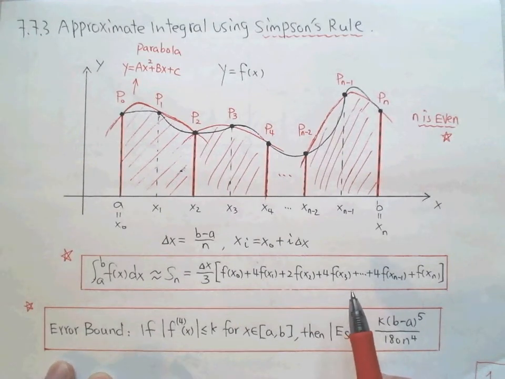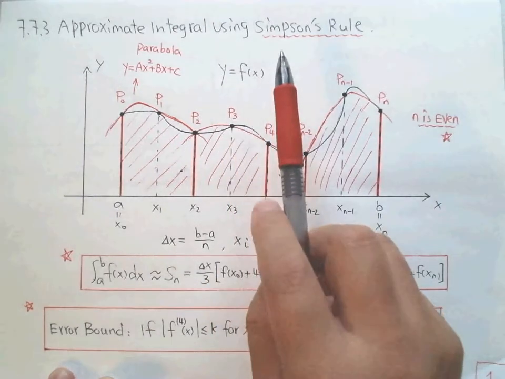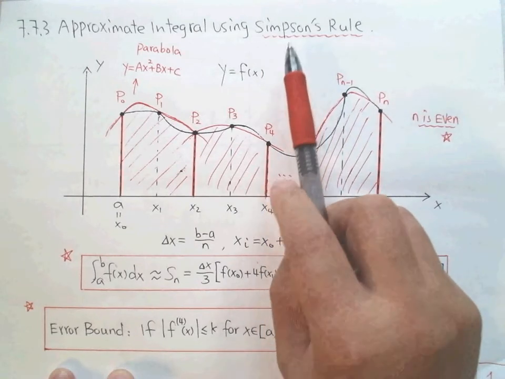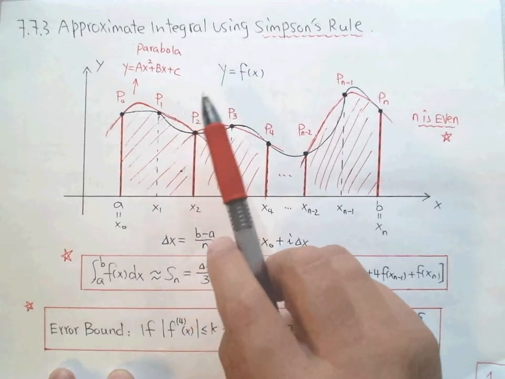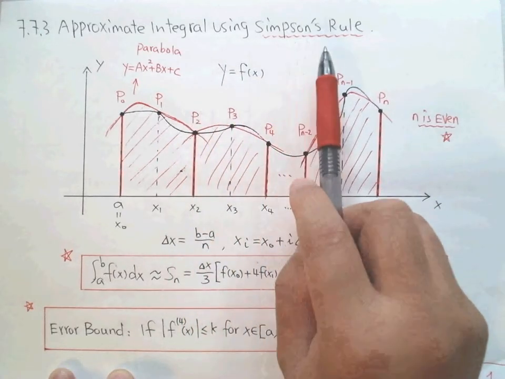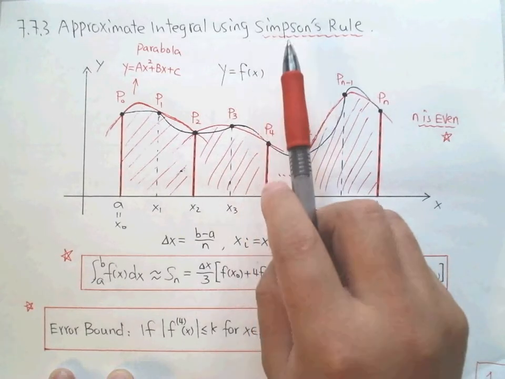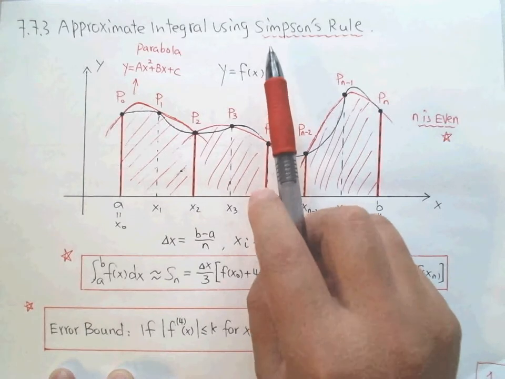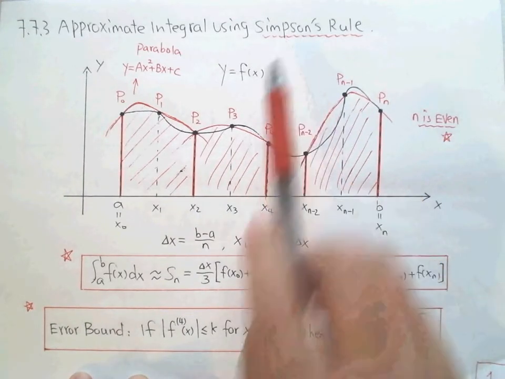In this lecture, we're going to deal with the last approximation for integrals. We're going to learn what we call Simpson's approximation, or Simpson's rule. The last two we dealt with were the midpoint rule and the trapezoidal rule. We already compared those two, and among them the midpoint is better. This time we're going to learn a new one, and later we're going to compare these three.